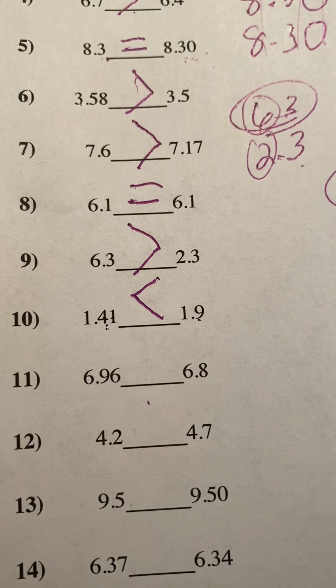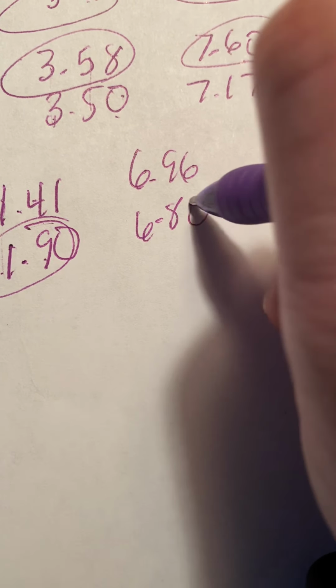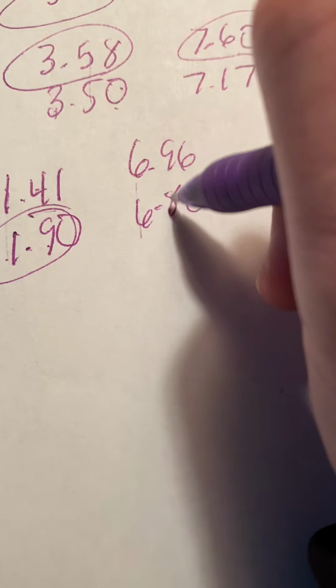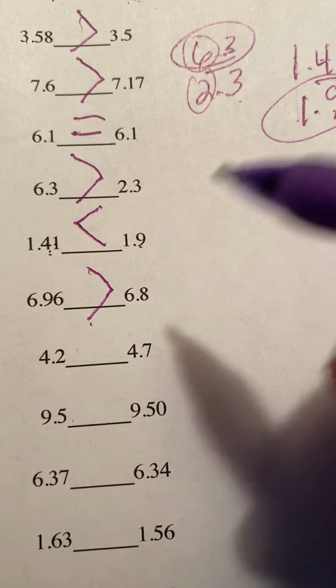Okay, next one, 6.96 and 6.8. Here are my numbers. I don't have enough digits to make them equal, so now I do. The 6s are the same, 9 beats 8, so 6.96 is going to be my bigger number. So this is going to be a greater than, okay?